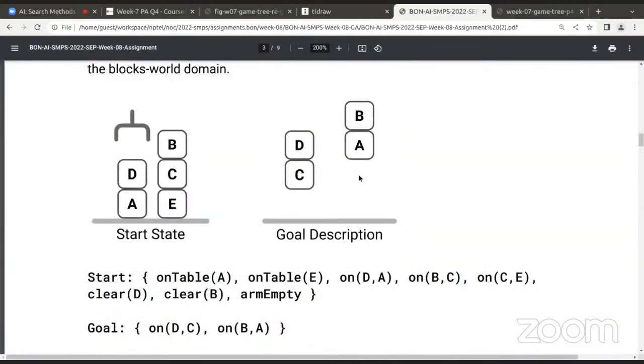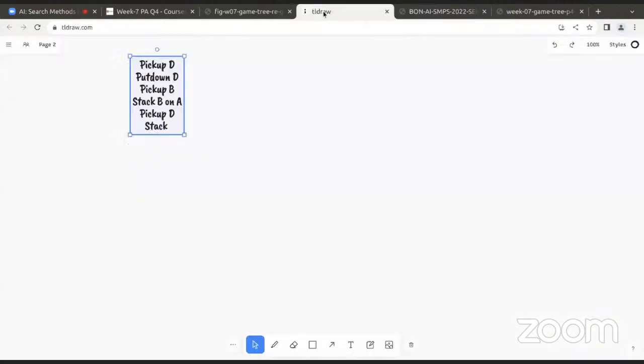Stack D on C. So stack D on C. Okay. That's something I made. I'm switching between problems here. Stack D on C. Okay. Now it is easy. Easy for me to explain.